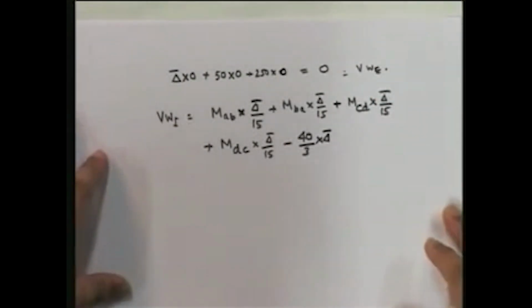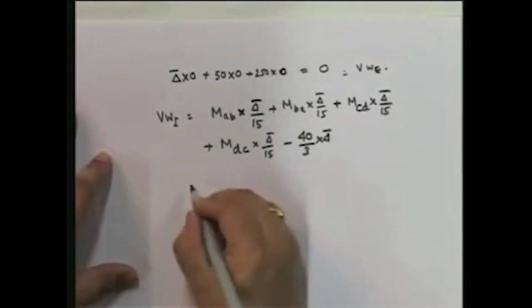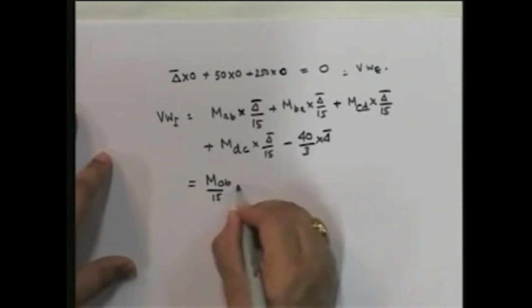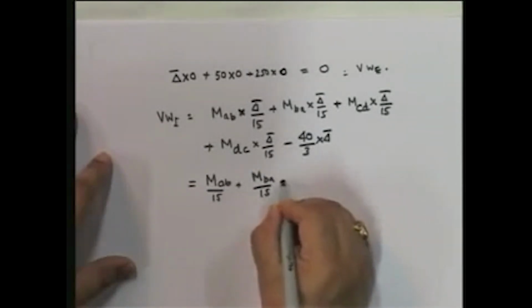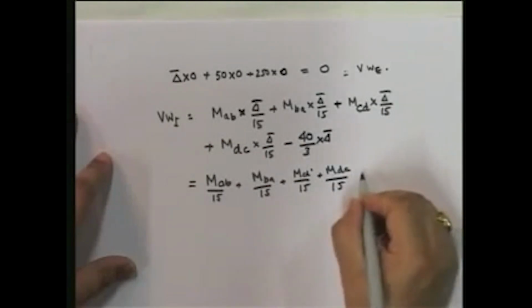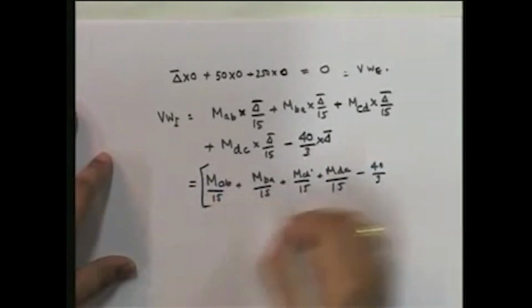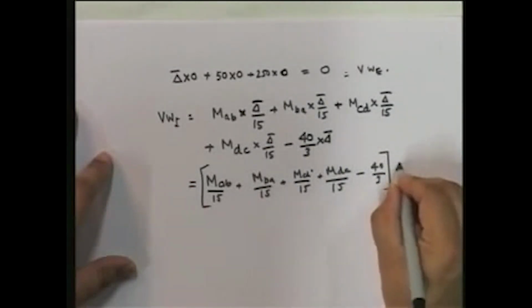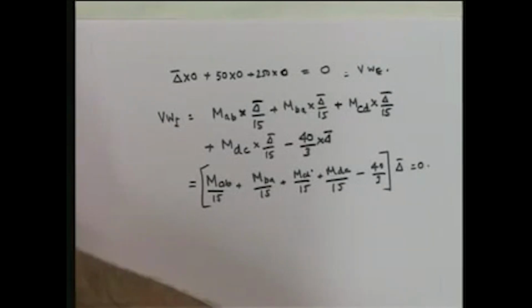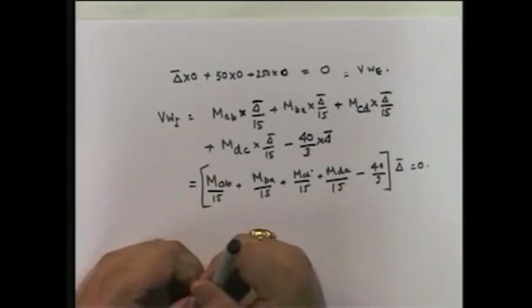Essentially, if you look at it, what am I left with? I am left with the internal virtual work equal to M_AB by 15 plus M_BA by 15 plus M_CD by 15 plus M_DC by 15 minus 40 by 3 into delta, equal to 0. So this is what we get as our equation. Now note one particular thing that we have. So this is the equation that we get.